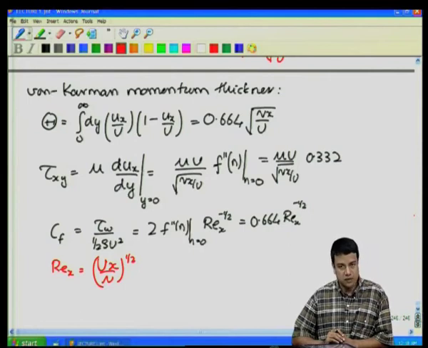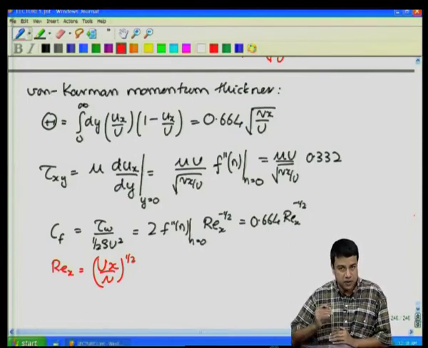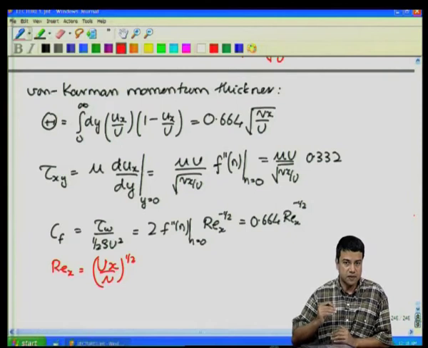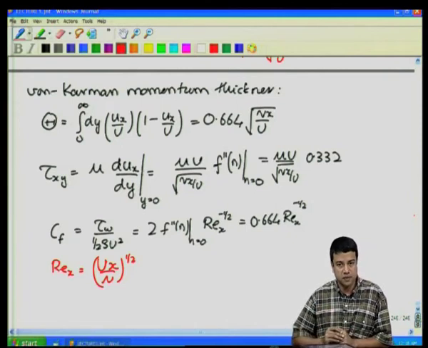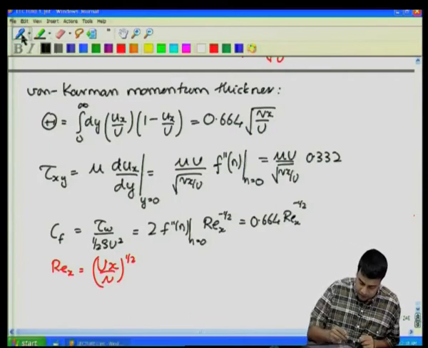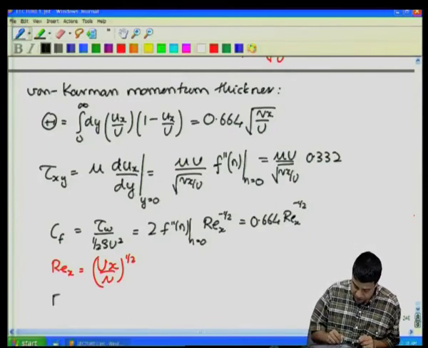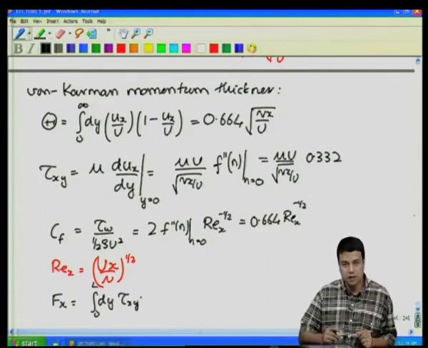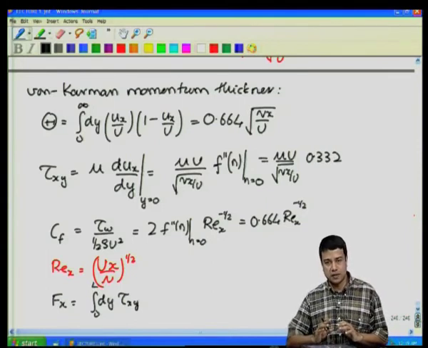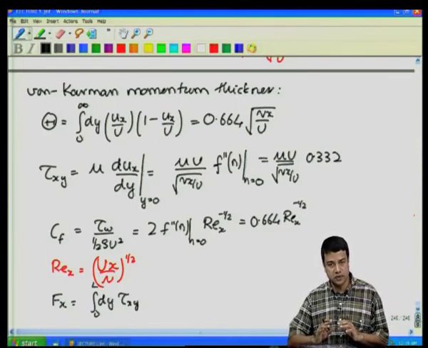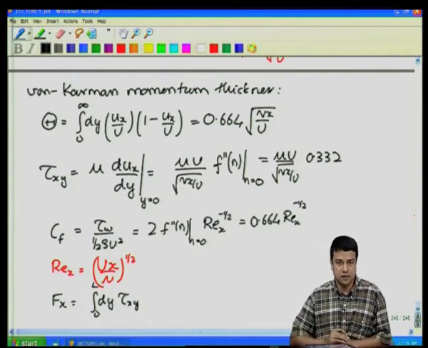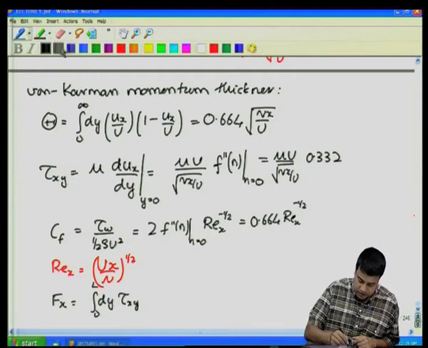And finally, the drag coefficient, the total force exerted on this entire plate per unit length perpendicular to the surface. The force in the x direction is equal to integral 0 to L dx times tau xy. Force is actually stress times area, but since this is a 2-dimensional system, we have to calculate the force exerted per unit length perpendicular to the surface. I am sorry, this is dx.